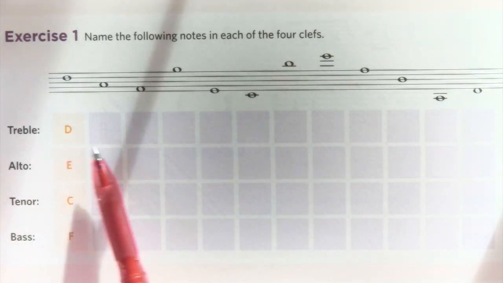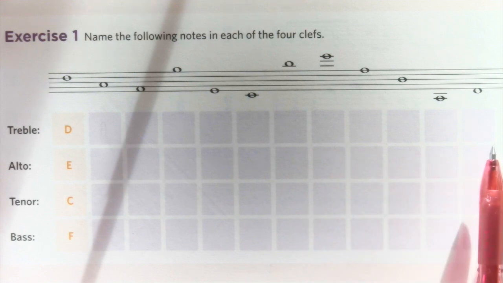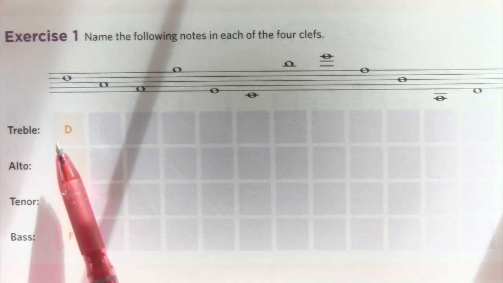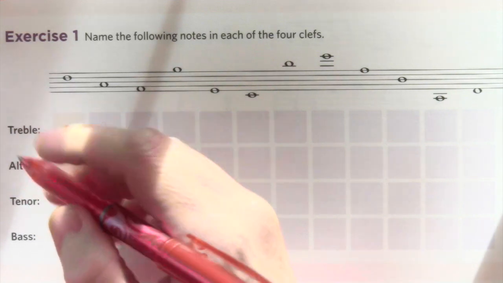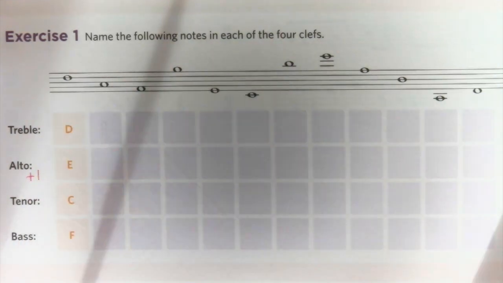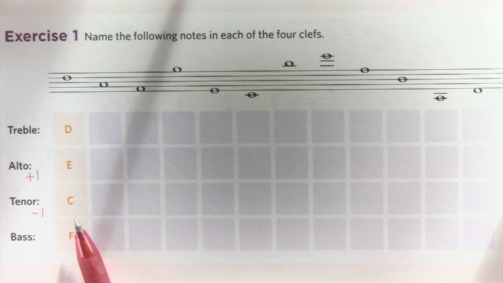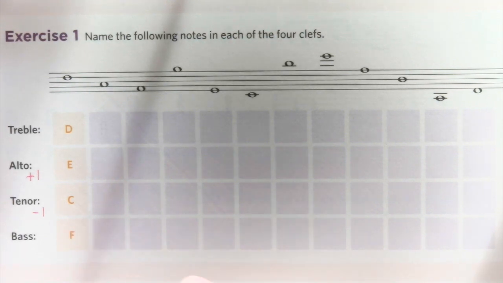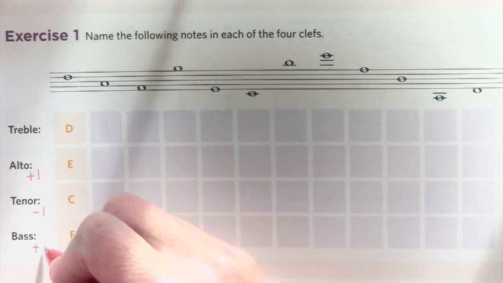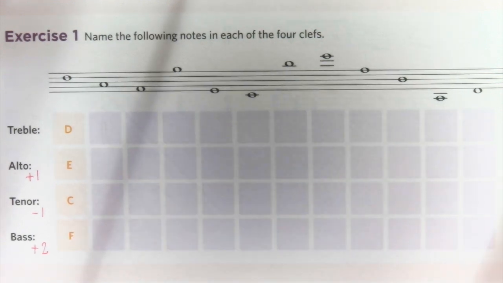Let's presume that we know the name in the treble clef. If we add 1, we will have the name in the alto clef. If we subtract 1, we would have the name in the tenor clef, and if we add 2, we will have the name in the bass clef.